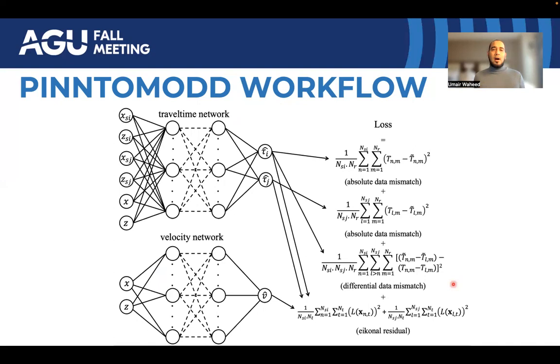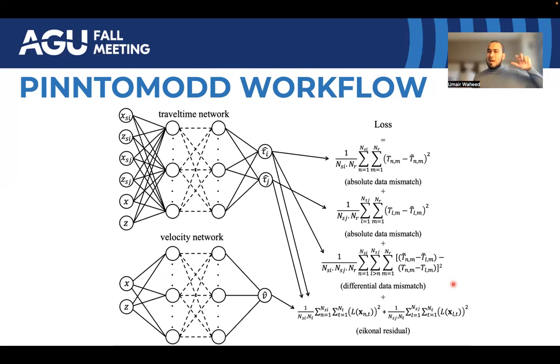Now, going to why we need to incorporate this double difference idea into the PINN-tomography workflow: we notice that the PINN-tomo algorithm takes plenty of training epochs to converge to the solution, and therefore we're looking for ways to accelerate this. One idea is to use differential travel times. In addition to the absolute travel times, we also use differential travel times from two sources.